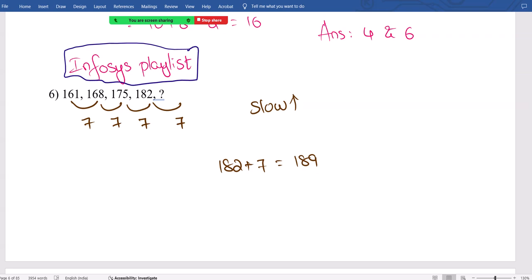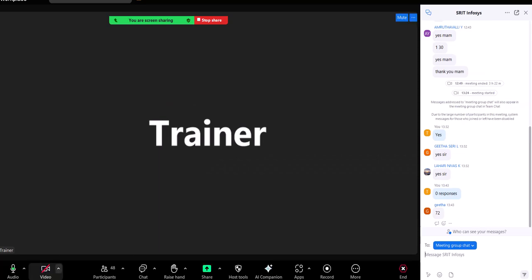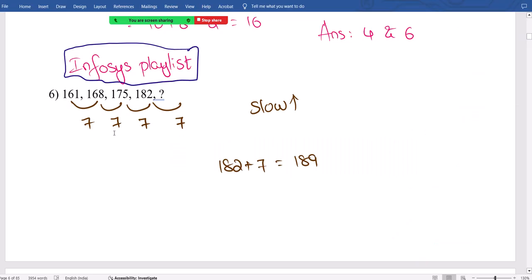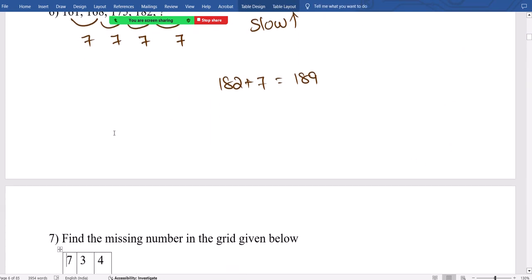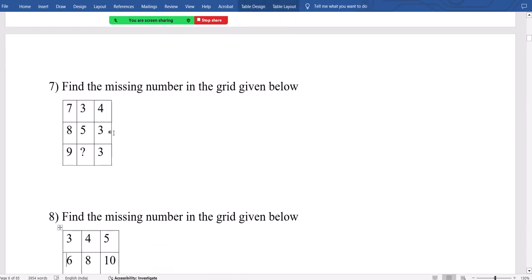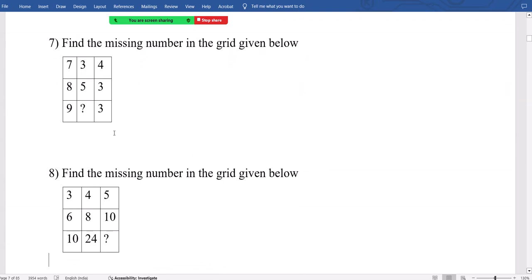Any doubts, please let me know. These are very basic questions they're asking, but you should have an idea what topics they are focusing on. Now see, this is what the puzzles test, questions given in phase 1. 7, 3, 4, 8, 5, blank, 3. What's the answer for this? See, a very easy question, right?